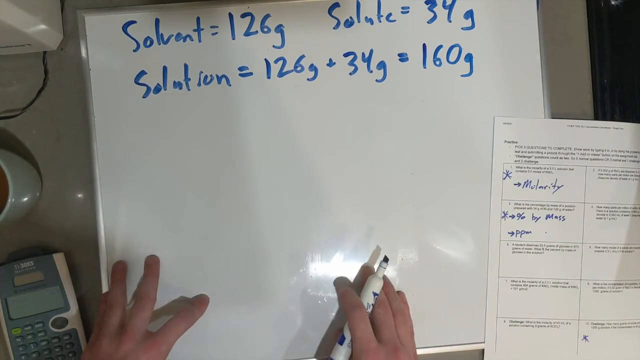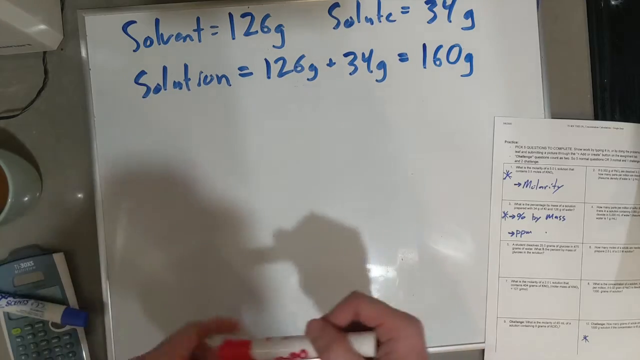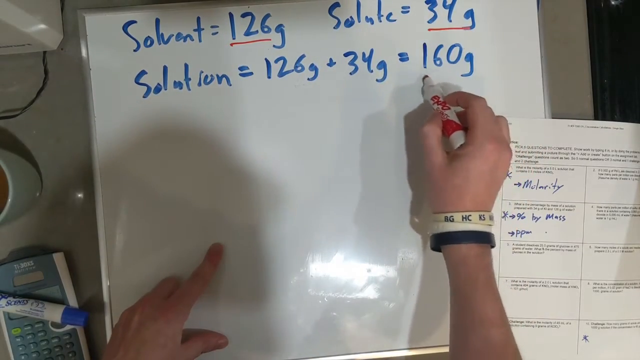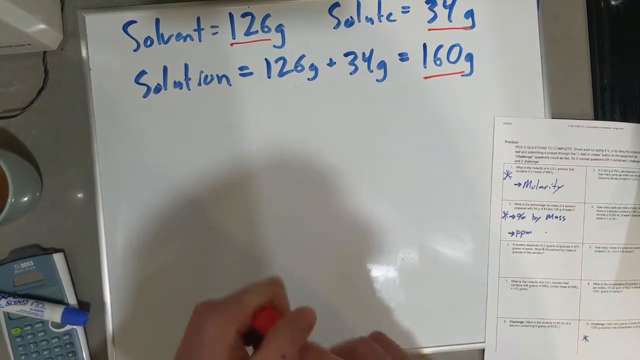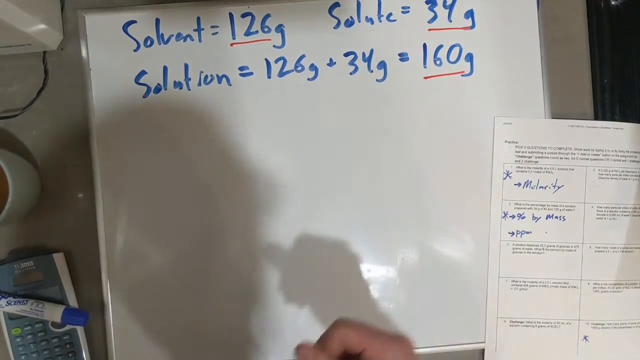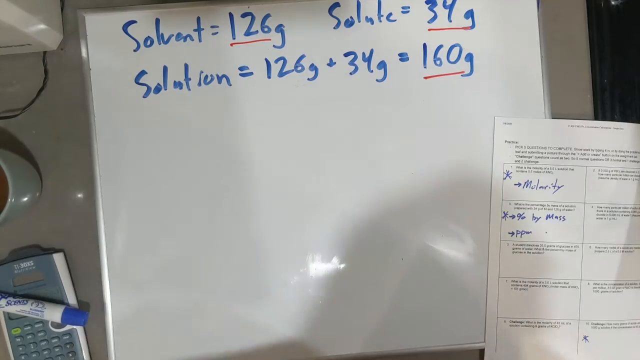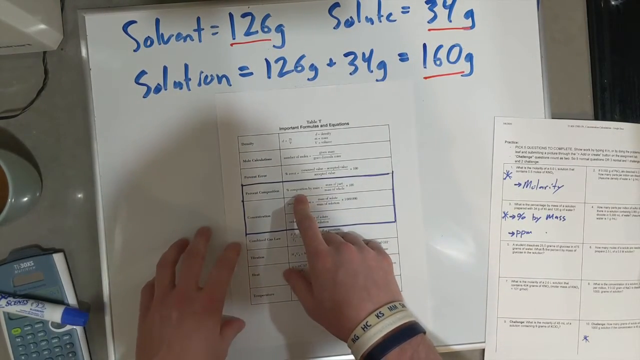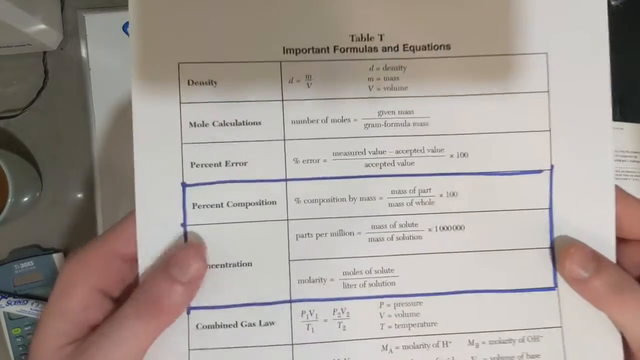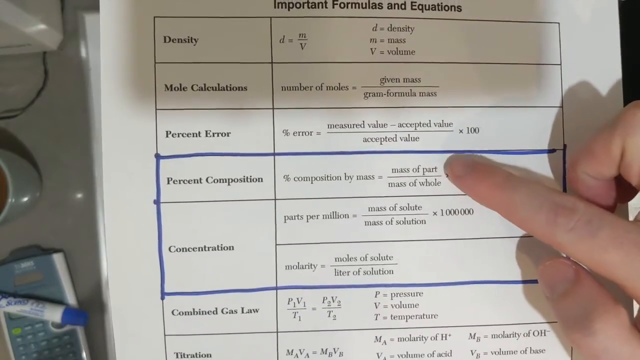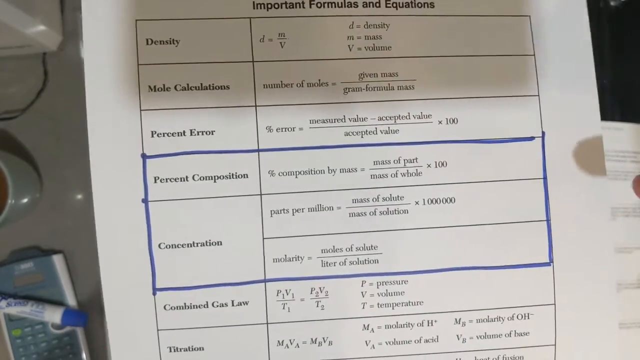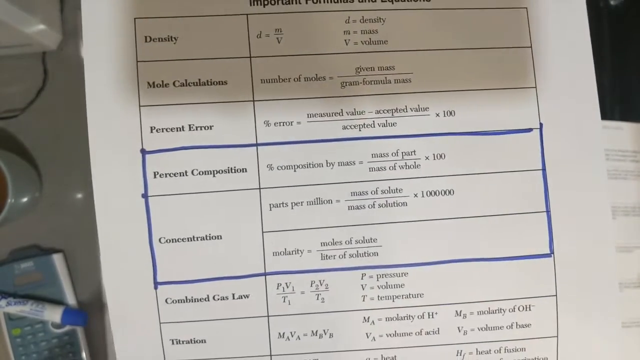160 grams. Okay? So these are the masses: solvent, solute, and solution. So we have three numbers, and we've got to figure out what we are going to use in our equation. So let's look at the percent by mass equation. It is the mass of the part versus the mass of the whole. This is written in your reference tables in a way that's universal to all percent by mass compositions.